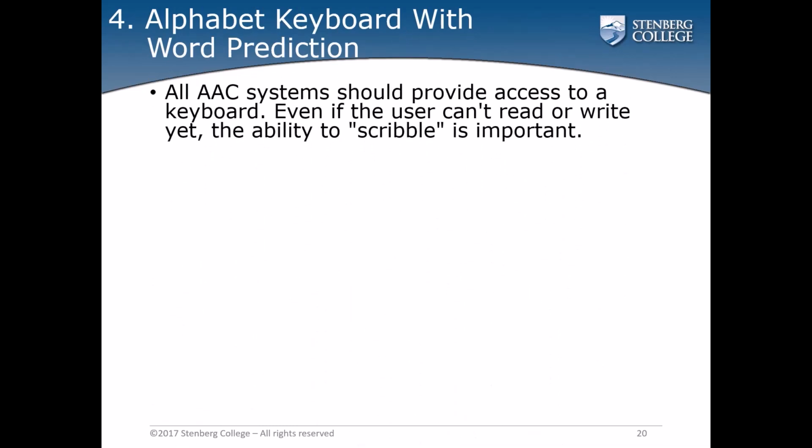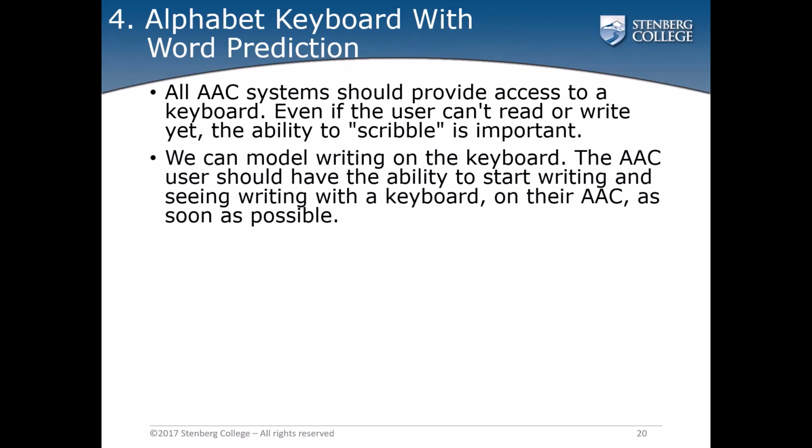All AAC systems should provide access to a keyboard. Even if the user can't read or write yet, the ability to scribble is important. Think about our young children when they first begin to write words. They write lines on paper and say, "Look what I wrote." That is equivalent to an AAC user pressing random alphabet buttons on their keyboard. It's an essential stage of literacy development.